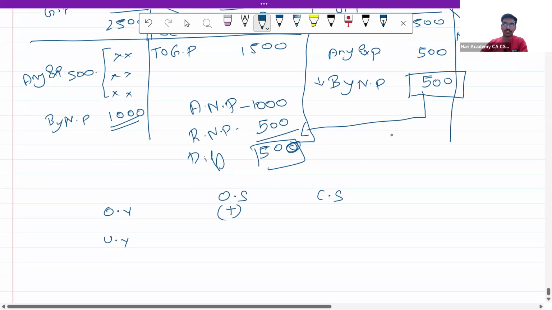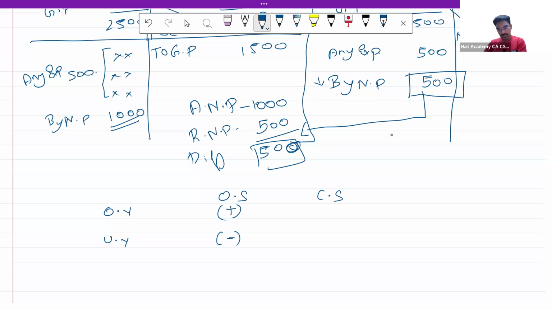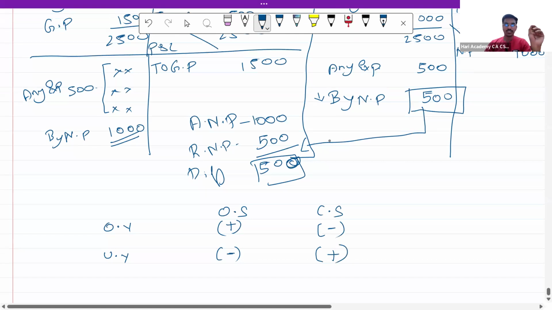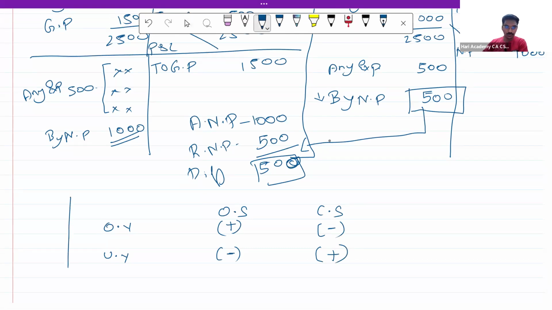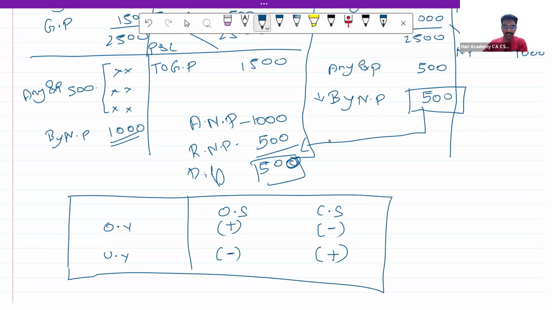See, if overvaluation of opening stock is to be added, then undervaluation of opening stock is to be subtracted. Opposite. Similarly, if overvaluation of opening stock is to be added, overvaluation of closing stock is to be subtracted. If overvaluation of closing stock is to be subtracted, then undervaluation of closing stock is to be added. That's it. This is the entire operation you have to do to the net profit. The logic I just explained is the operation.